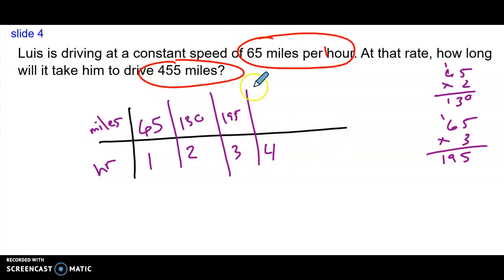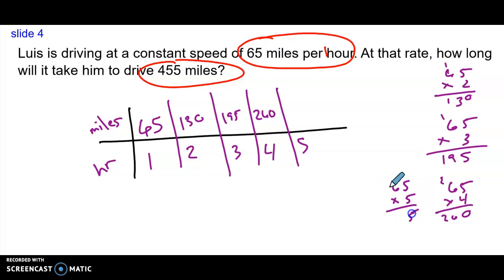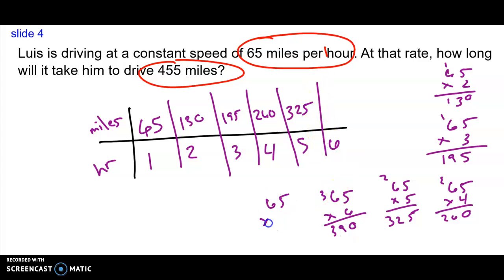Now notice this is getting pretty big. 4 hours. Well, let's do 65 times 4. 20, 24, 25, 26, 260. Well, we're getting closer. 5. 65 times 5. See, 5 times 5 is 25, 30, 31, 32, it's 325. We're getting there. 65 times 6 gives me 30, 36, 37, 38, 39, 390. Oof. 65 times 7, 35, 42, 43, 455. There we go.